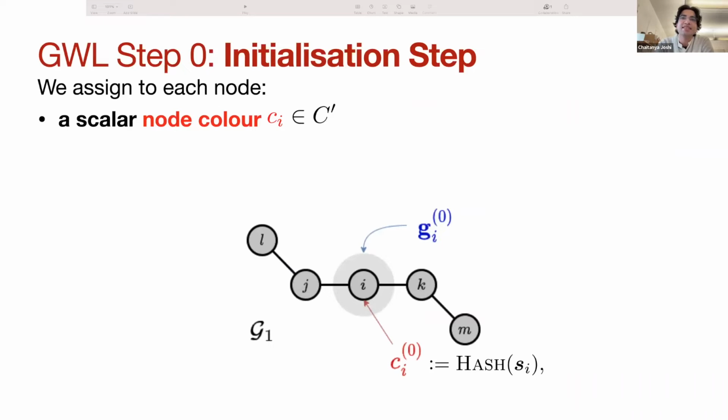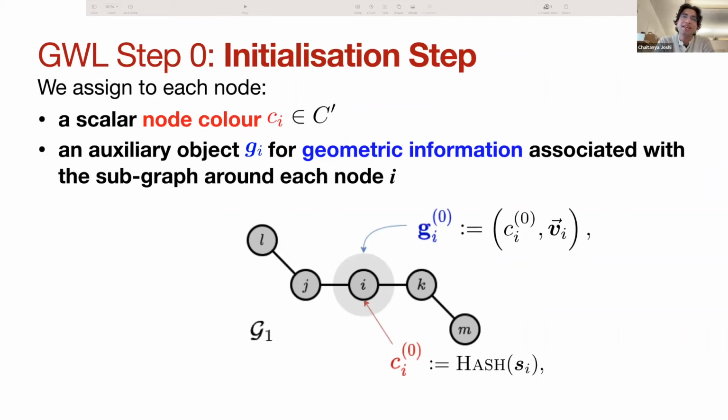So that leads us to initializing this test. We start much like WL by assigning a scalar node color to each node, which is some function of your input features. And additionally, and crucially, we'd have this auxiliary geometric information attached to each node. So the geometric information would be associated to a subgraph around each node and would be a nested sort of object, as we'll see in the next slide.